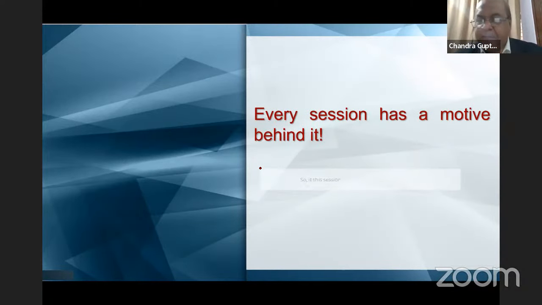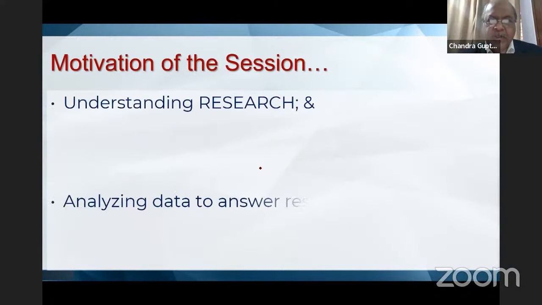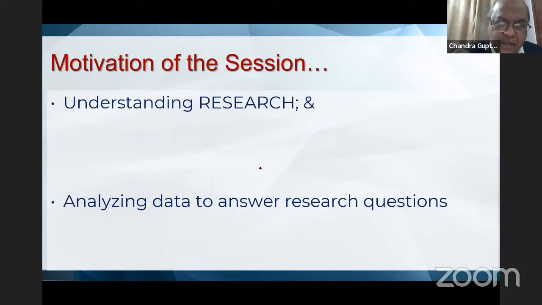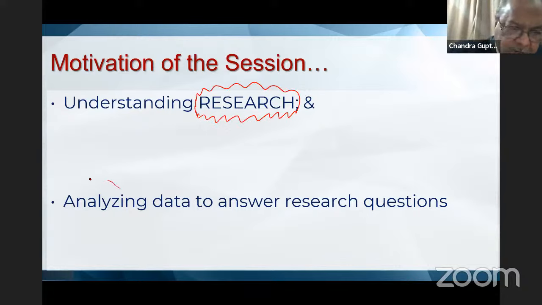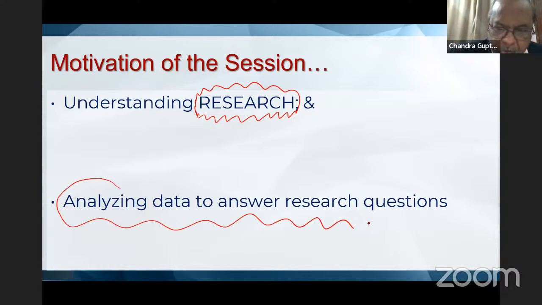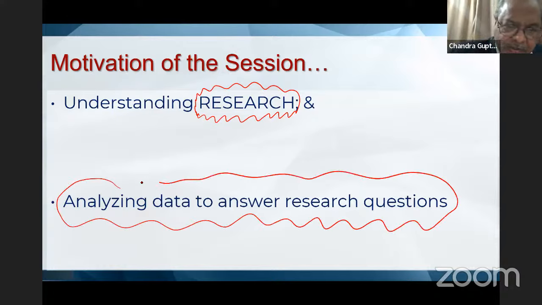Every session has a motive behind it. So let me share with you what kind of motivation I have behind designing my presentation. The motivation of the session is to understand research and analyze the data to answer the research questions.